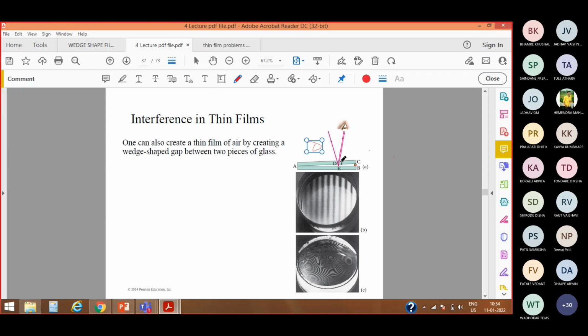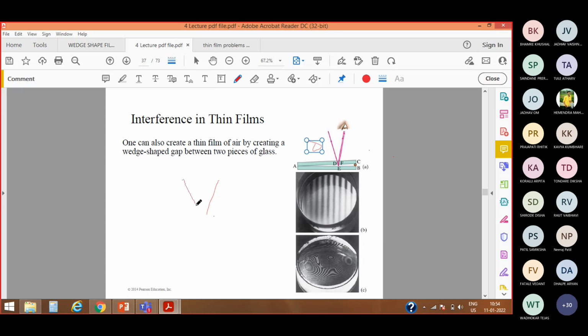Another important point is that when light comes out of F, both the light rays are not parallel. There is divergence of light. Whatever light ray is reflected from point E, that is the ray. So there are two rays coming from the wedge-shaped thin film.